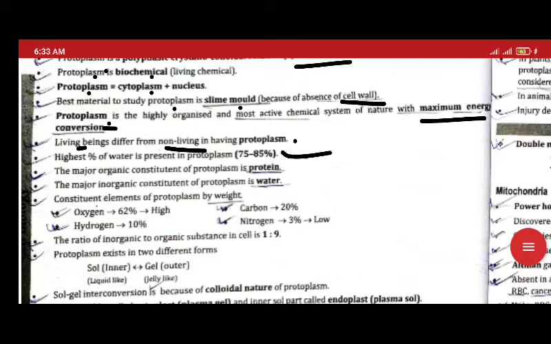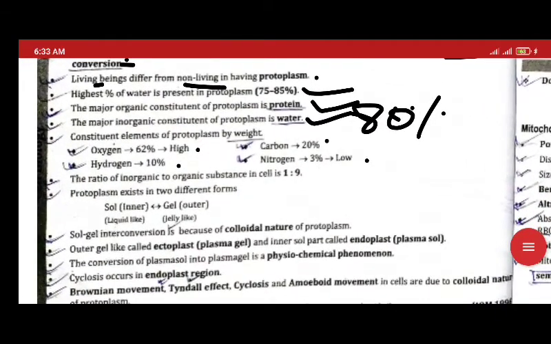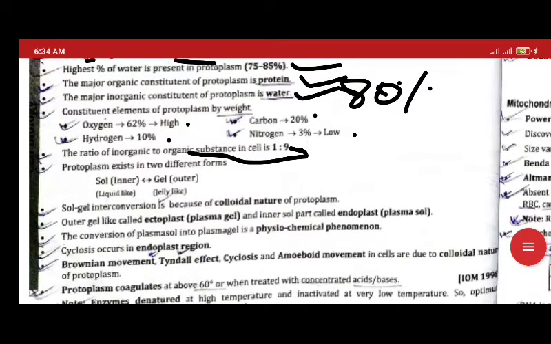It contains mainly 80% water, and protein. We have told, 80% what? Water. And it consists of elements: 62% oxygen, 10% hydrogen, 20% carbon, and nitrogen 3%, which is low. The inorganic matter contained in this protoplasm is about 9. And protoplasm exists in two forms, that is sol and gel.